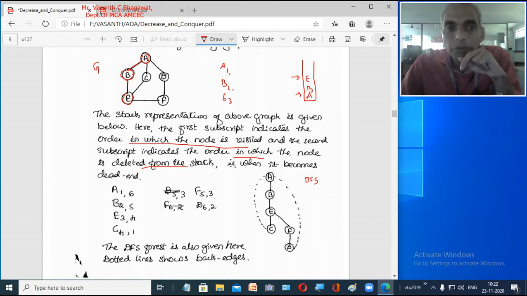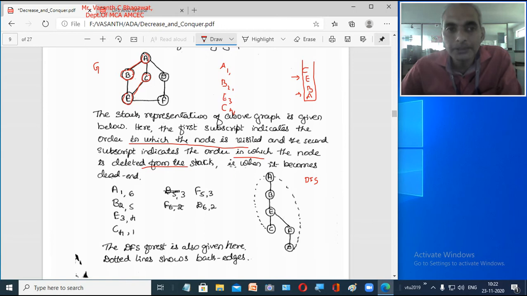Now which one are you going to select? We will select based on chronological ordering, so we will select C. So the 4th node we are going to visit is C. From E we will go to C. The order is 4, so we mark C and give the order 4. Now you push C into your stack.